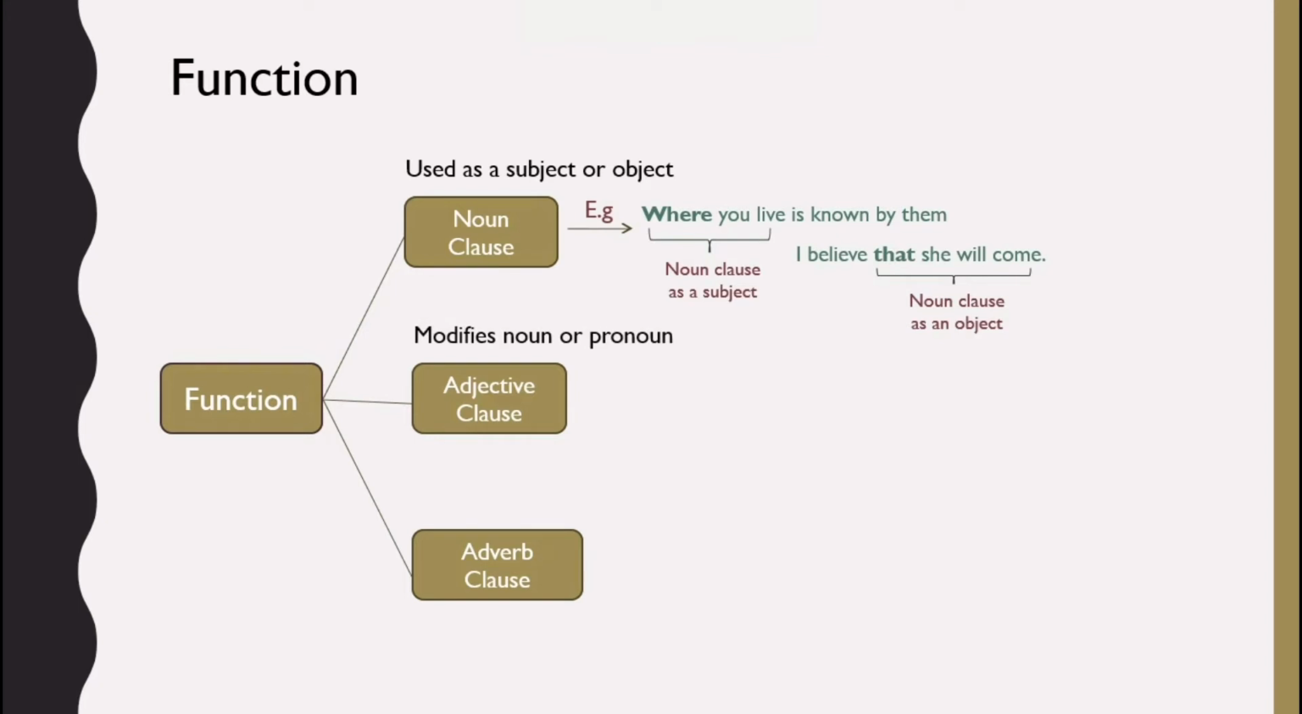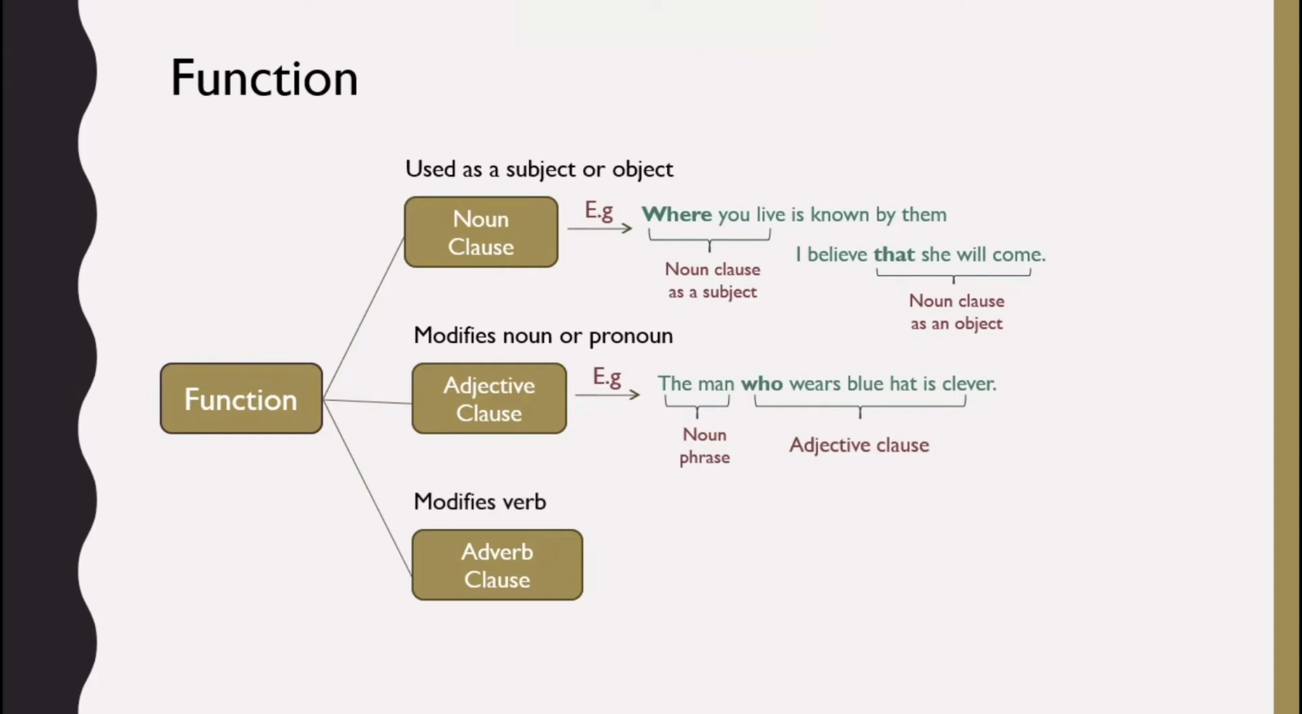Adjective clause has a function to modify noun or pronoun. For example, the man who wears blue hat is clever. The man has a function as noun phrase, while who wears blue hat is clever has a function as adjective clause. Adverb clause has a function to modify verb. For example, John went home after he finished his lunch. John went home has a function as main clause, while after he finished his lunch has a function as adverb clause.